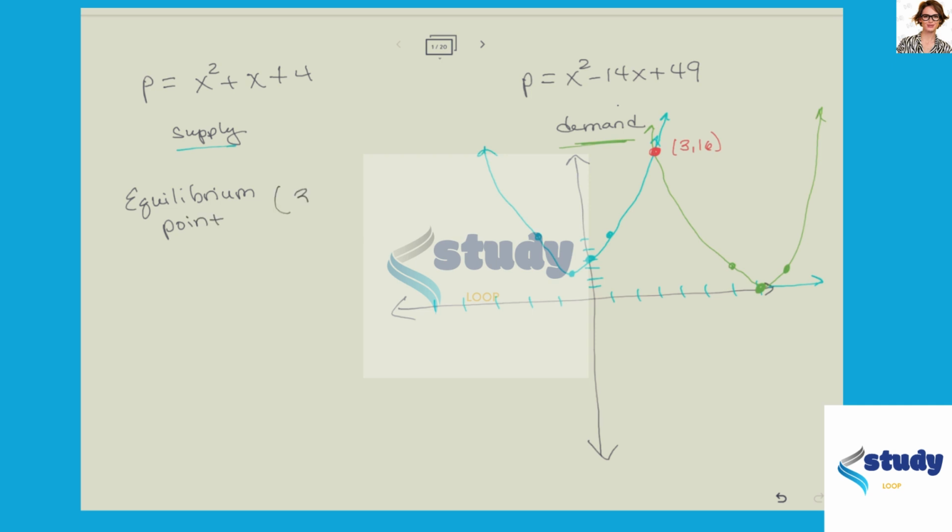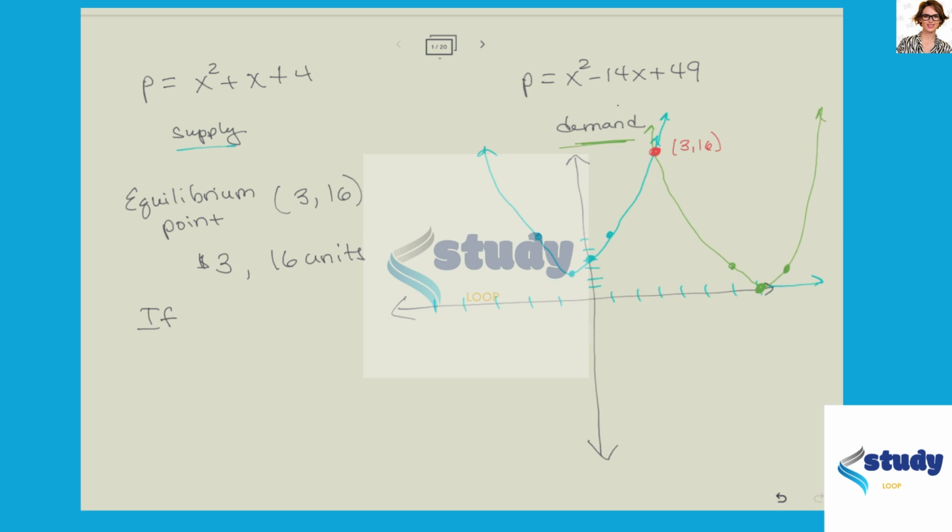So my equilibrium point is going to be at 3, 16. So at a price of $3, I guess, dollars, it doesn't really tell me. Yeah, it says $8 later. So at a price of $3, both supply and demand are 16 units. Okay, well, how about a price of $8?